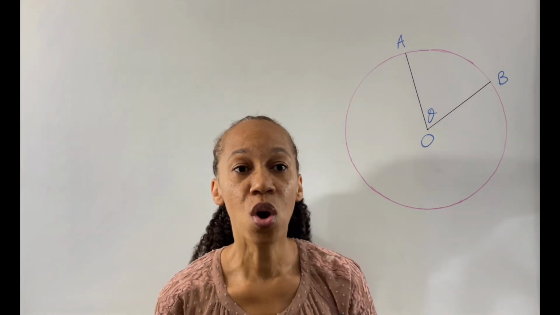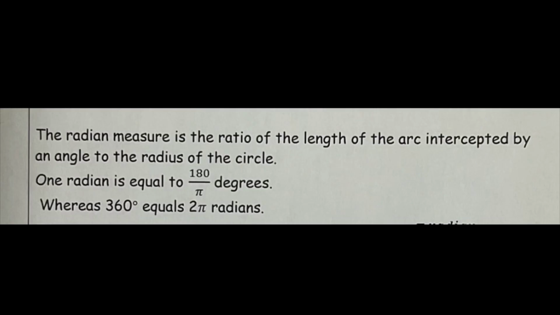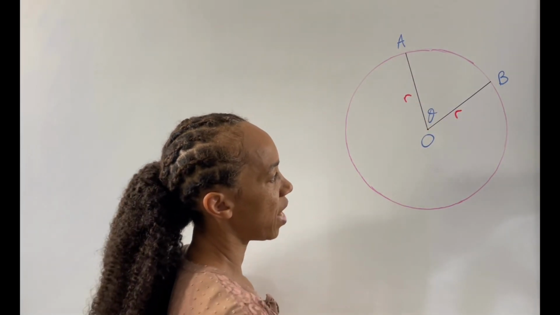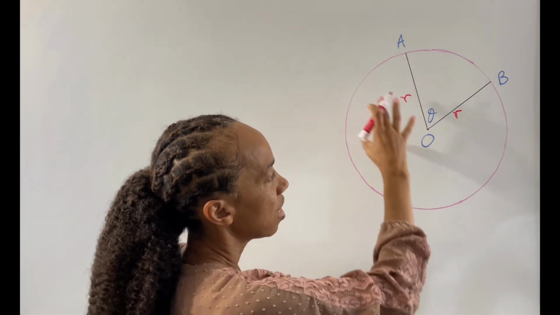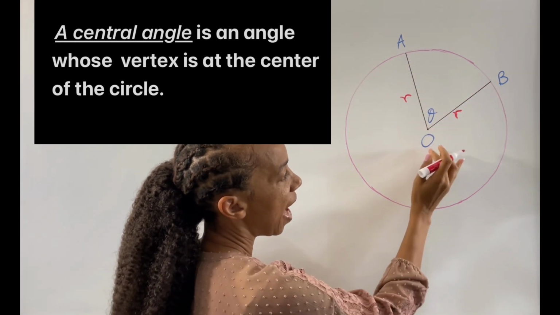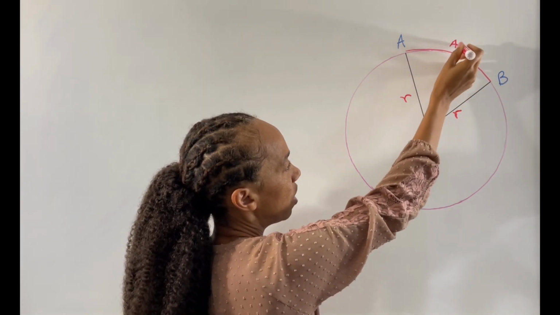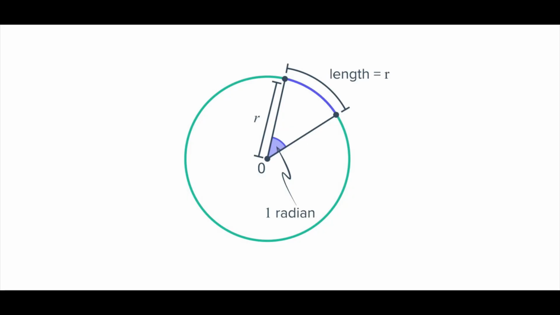Now, you also need to know other things about radian. A radian is a measure of the ratio of the length of the arc intersected by an angle to the radius of the circle. You know off the top that this is the radius, the R for radius. And if we have AOB as a central angle, this is the subtended arc right here. So we note that the radian is the measure of the ratio of the length of the intersected arc to the radius of the circle.